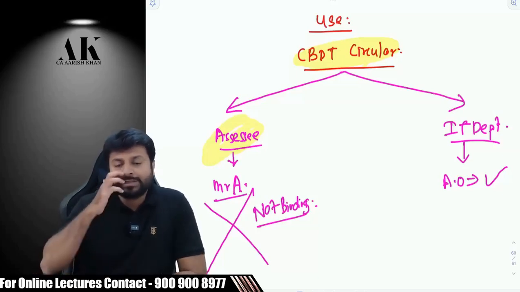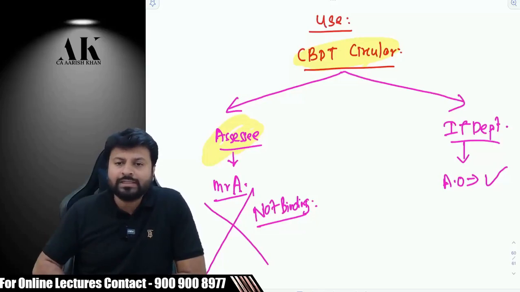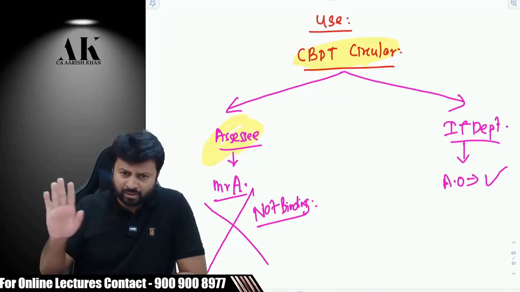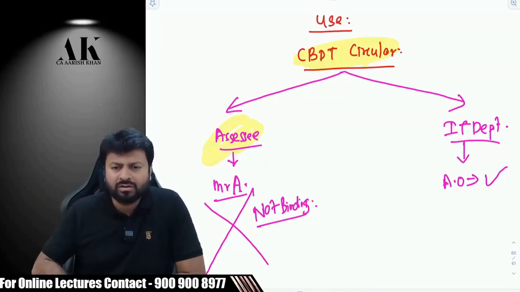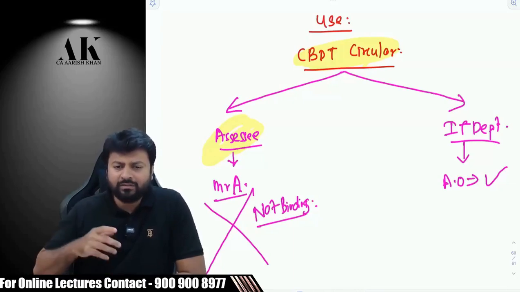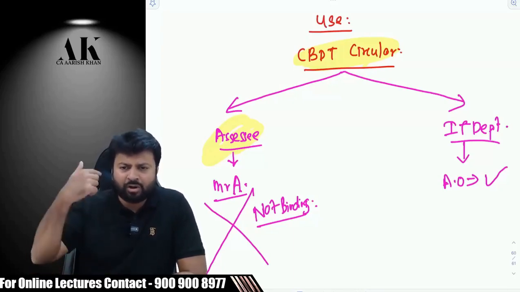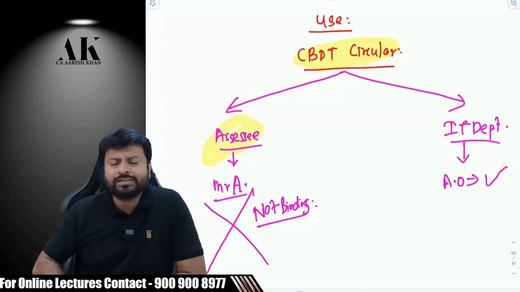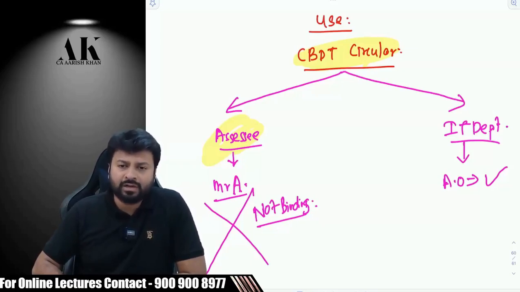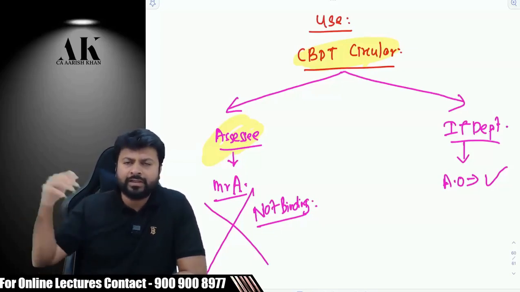Now coming to the question, why so? Why can CBDT not issue a harsh circular? It's very simple, yaar. Does CBDT have the power to make law? Or rather, does CBDT have the power to pass a law? Who has the power to pass the law? The Parliament. If CBDT starts to make harsh circulars, tomorrow they will make all the amendments sitting in their office only, right?